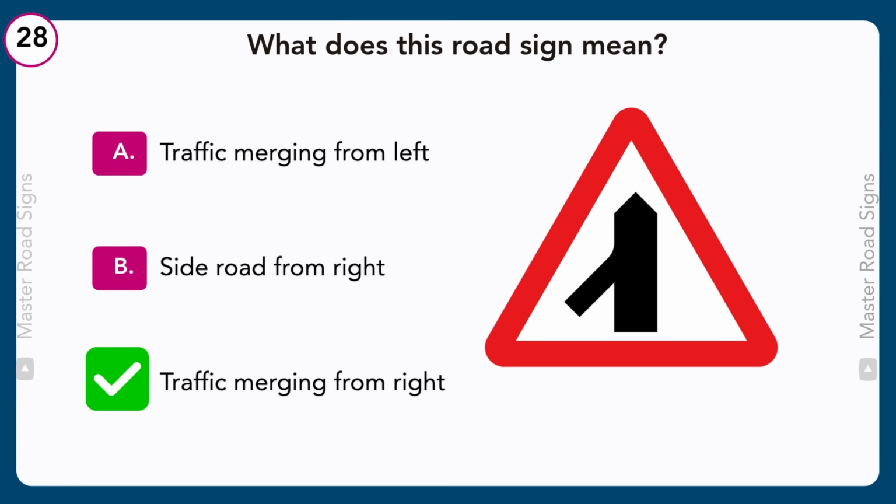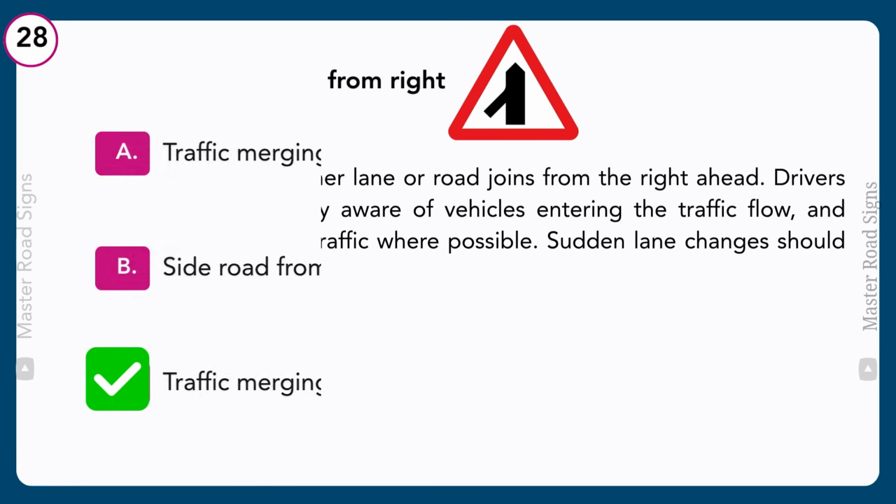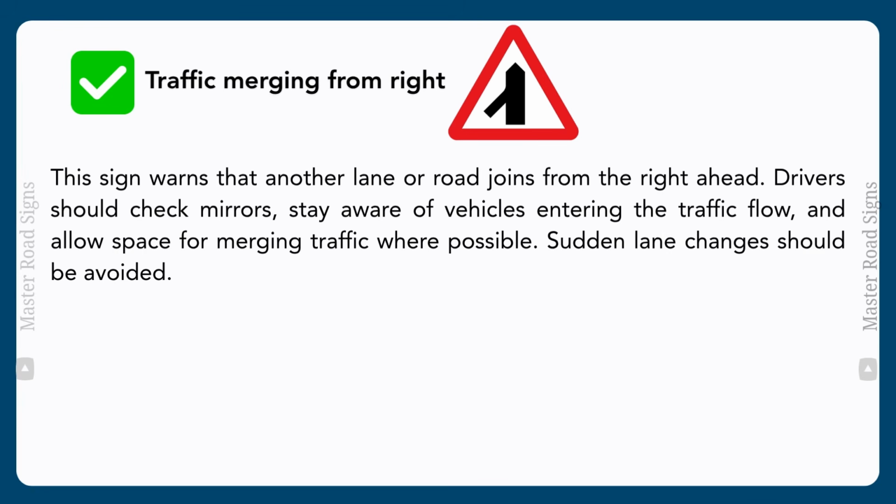Option C is correct, traffic merging from right. This sign warns that another lane or road joins from the right ahead. Drivers should check mirrors, stay aware of vehicles entering the traffic flow, and allow space for merging traffic where possible. Sudden lane changes should be avoided.